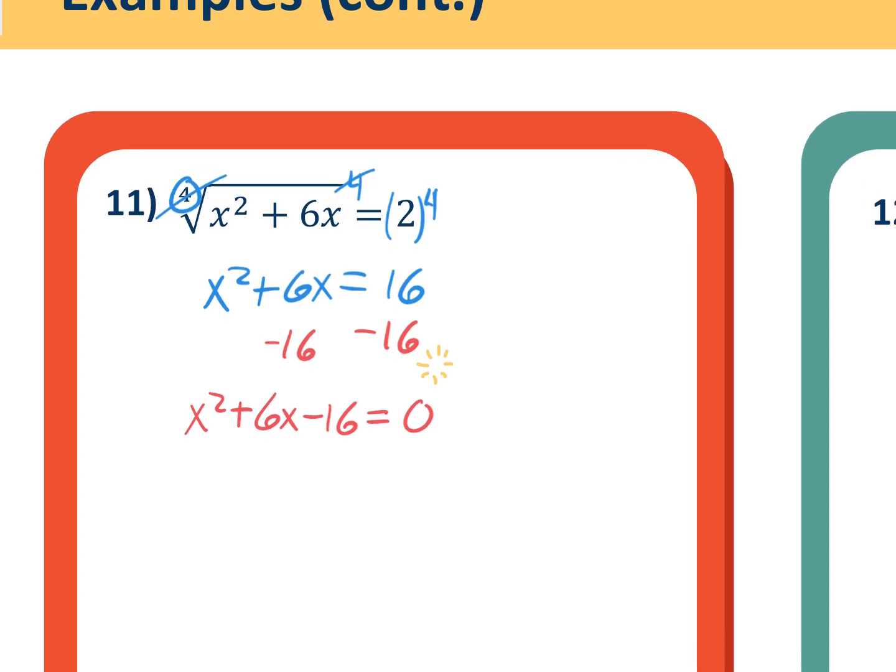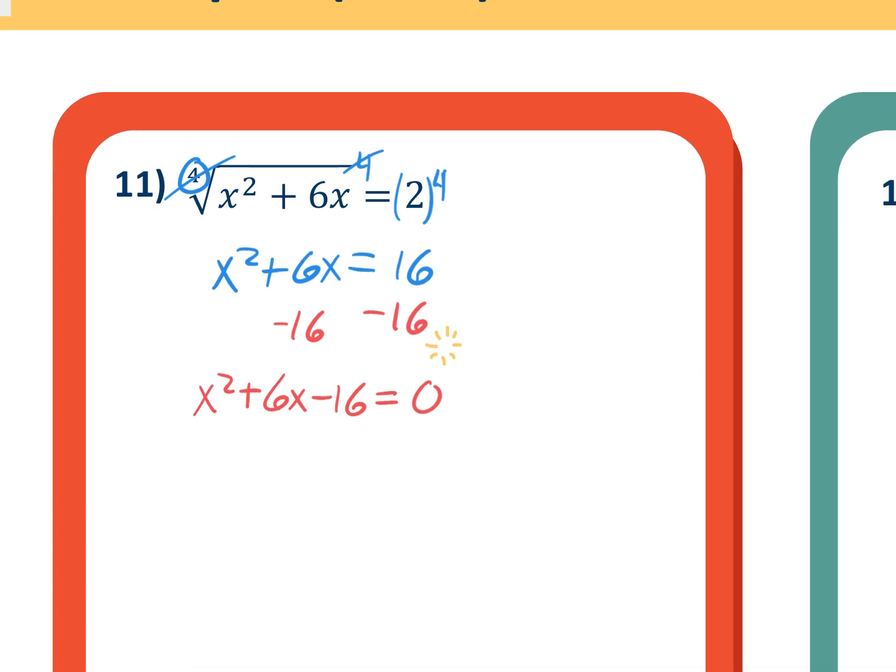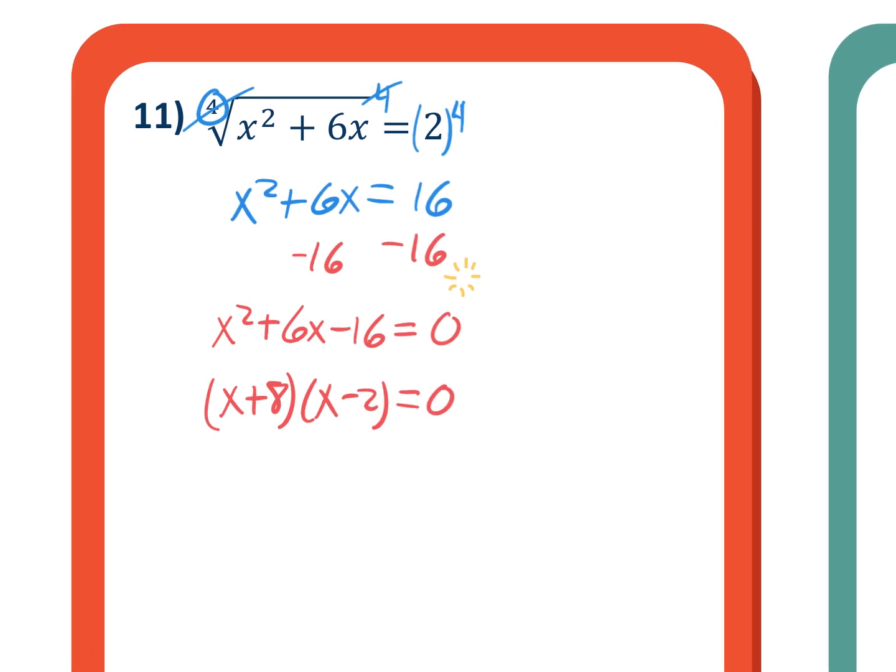And now let's see if we can factor it. That should always be the first thing you check, is if it can be factored, right? And this one can, right? You're looking for factors of negative 16 that add to positive 6. It's going to be a positive 8 and a negative 2, right? And then you want to set both of these equal to 0. So we should get x equals negative 8 and then x equals positive 2.